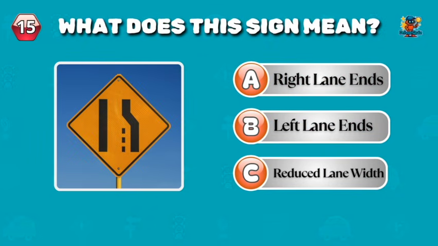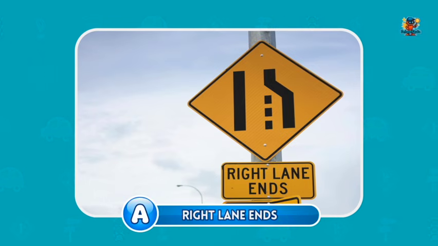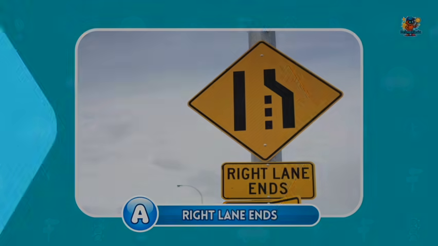Question 15. A. Right lane ends. B. Left lane ends. C. Reduced lane width. Right lane ends. Warns that the right lane is ending and merging is required.